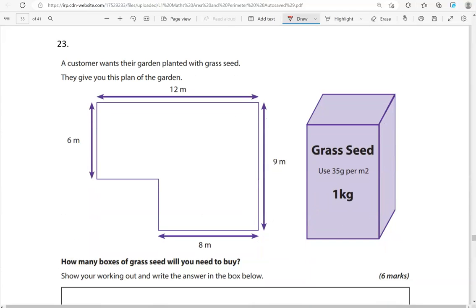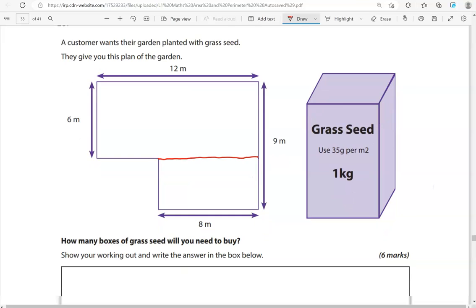A customer wants their garden planted with grass seed. They give you this plan of the garden. How many boxes of grass seed will you need to buy? Show your working out and write the answer in the box below. As this is grass, we're going to work out the area. So I'm going to split this into two shapes here.